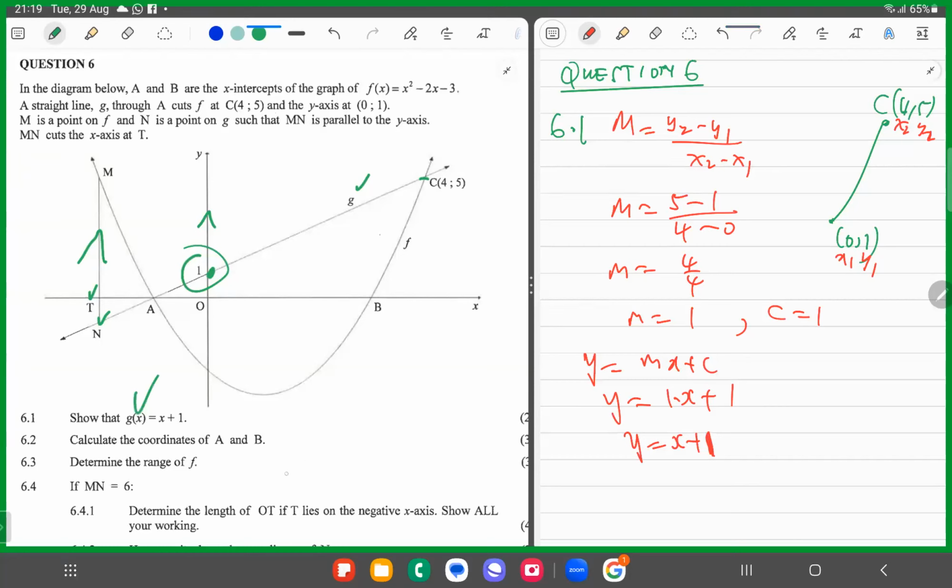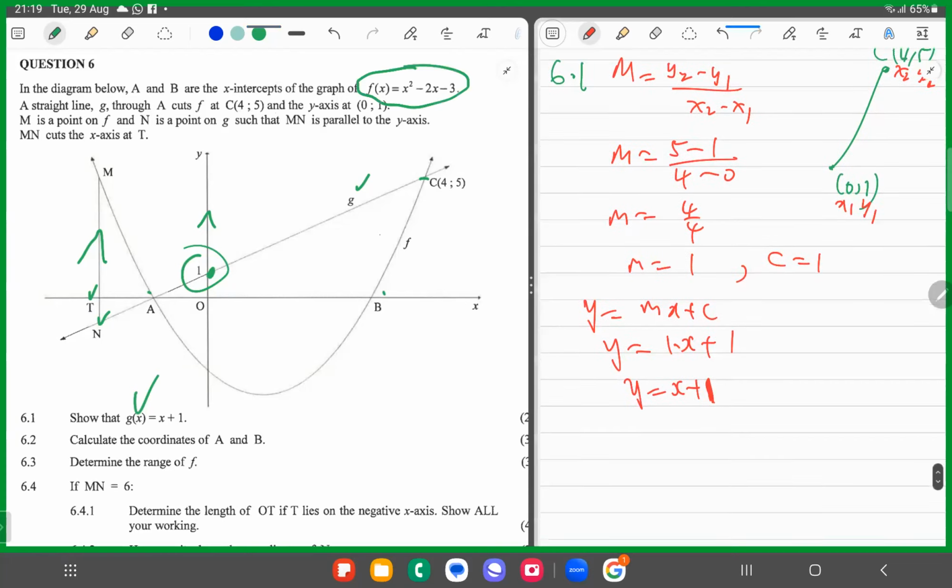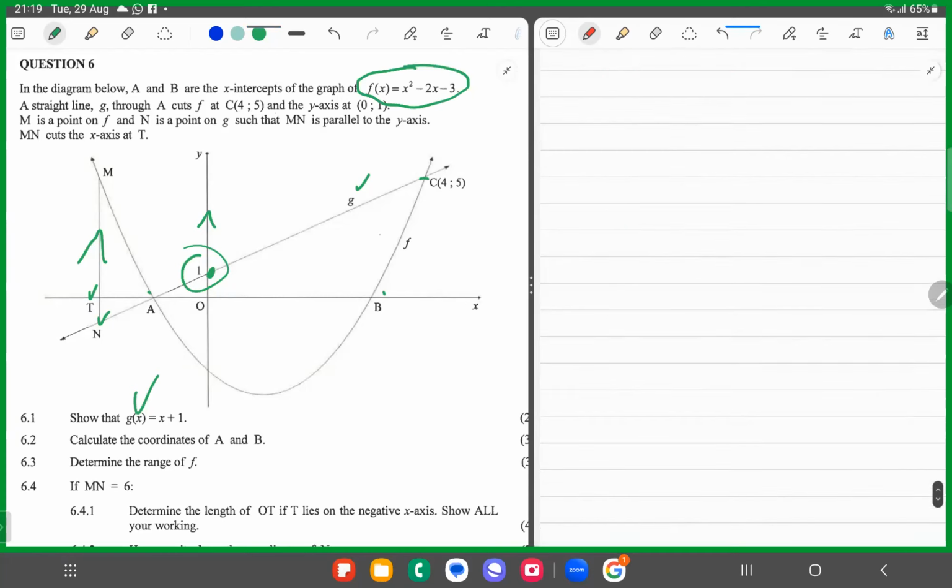Right, calculate the coordinates of A and B. These are all the intercepts with x, so you can easily find the x-intercepts of this parabola function whose equation is there. So that's very easy, 6.2. Right, so in 6.2 now you find the x-intercepts. How do you find the x-intercepts? You let y be 0. So this is x squared minus 2x minus 3 equals 0.